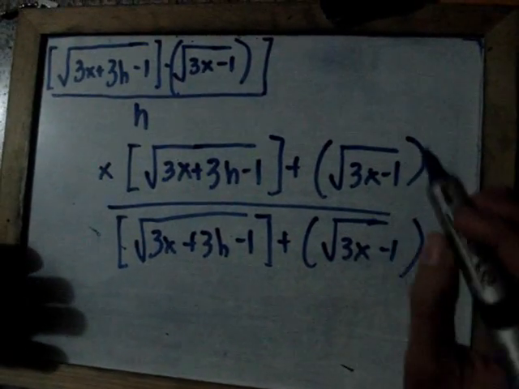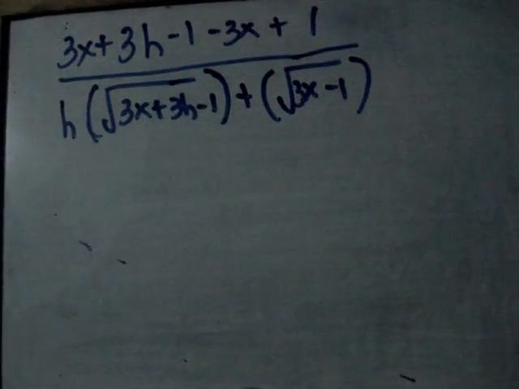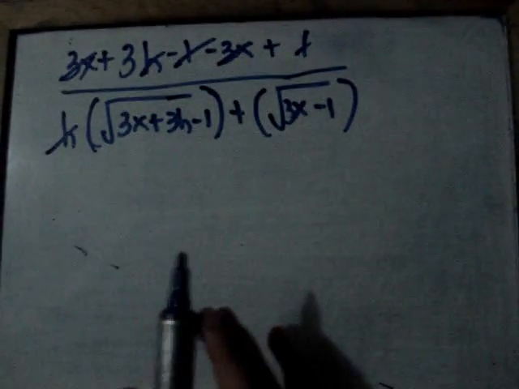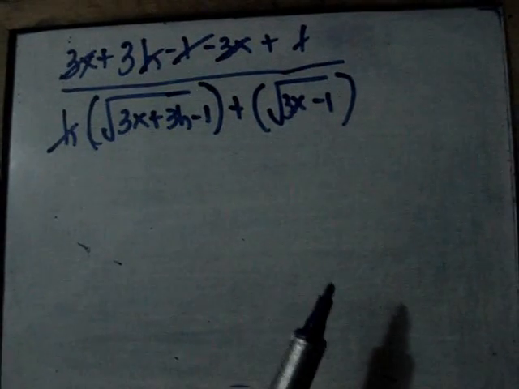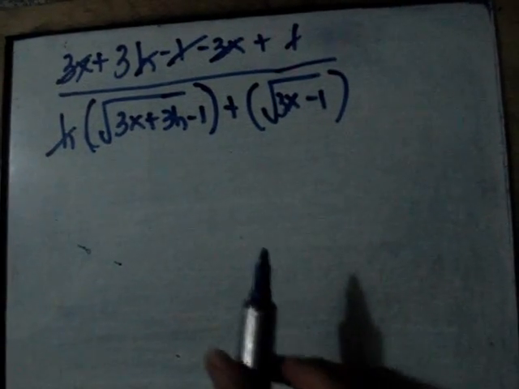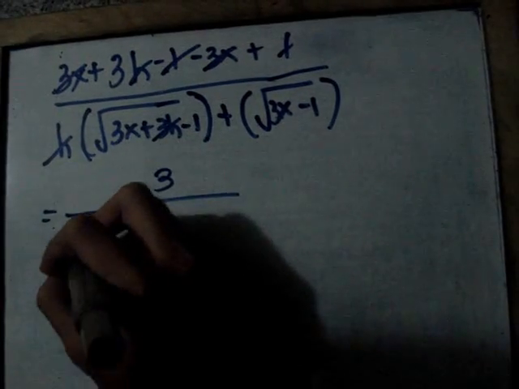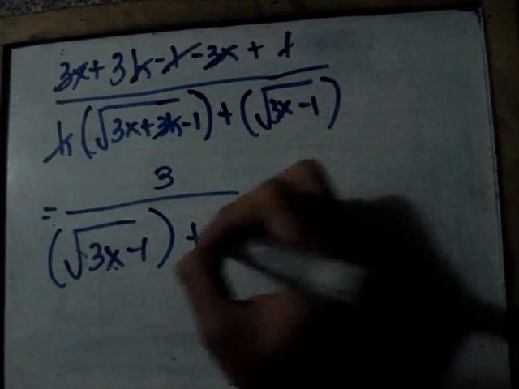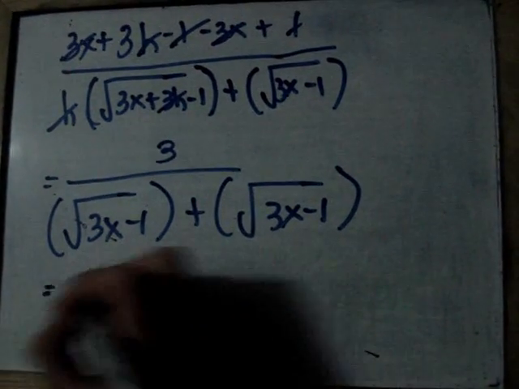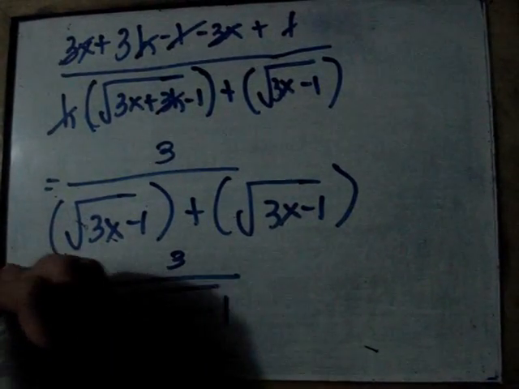We can cancel all the square root in the numerator and it will become like this. Then we're going to cancel all the possible terms. We're going to cancel the 3x, the 1, then the h. It will become 3 over quantity square root of 3x plus 3h minus 1 plus the square root of 3x minus 1. Since h is equal to 0, we're going to exclude the 3h. It will become 3 over square root of 3x minus 1 plus the square root of 3x minus 1. Then again, we can add these two terms and it will become 3 over 2 times the square root of 3x minus 1. That is now our derivative.